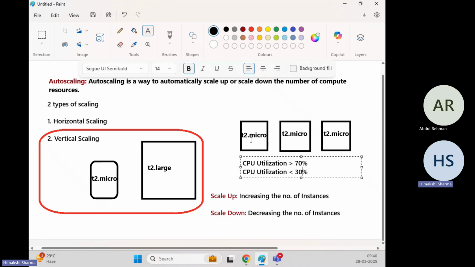I don't say it will be running minimum 1 only. Maybe we can define minimum 2 or minimum 3, like this number of EC2 instances should run. Maximum 10 or maximum 8 or maximum 5. That also we can define, right? Why do we need to define the maximum limit?